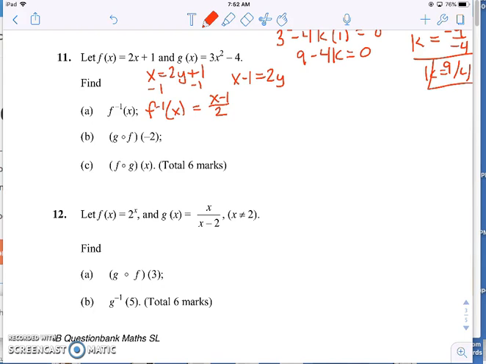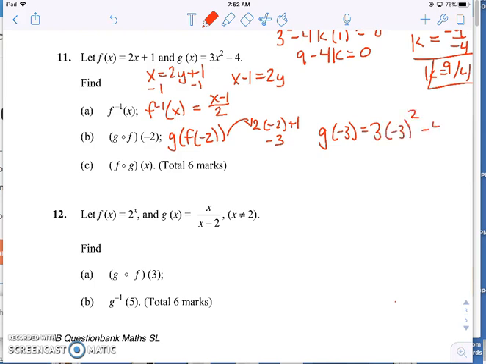Find g of f of negative 2. So I'm going to take that negative 2 and plug it into the f. So 2 times negative 2 plus 1. So negative 4 plus 1 is negative 3. So that's the first part. So this is really g of negative 3. So that would be 3 times negative 3 squared minus 4. So 27 minus 4 is 23.